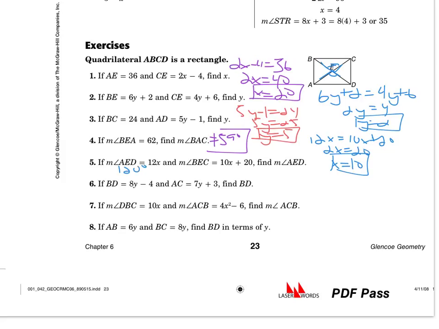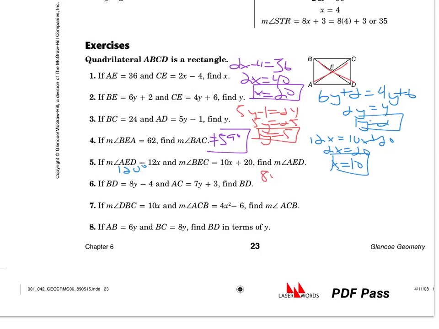Okay, and number 6, this is the last regular type problem. The last two are definitely bonus type problems. So number 6, we've got BD and AC. BD is the long diagonal, AC is the long diagonal. We know that the diagonals are congruent because it's a rectangle.